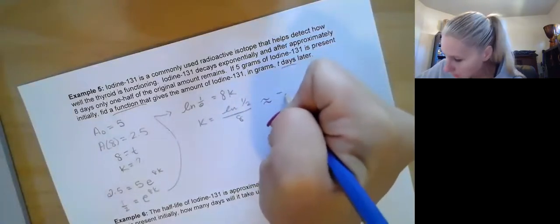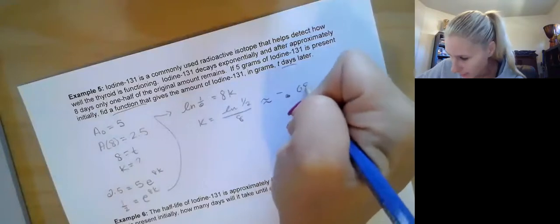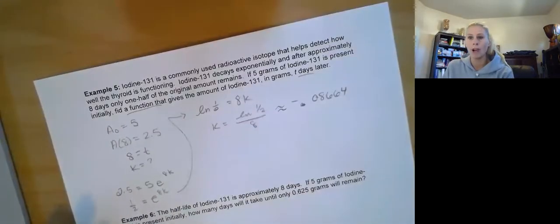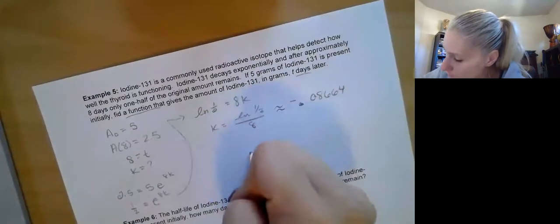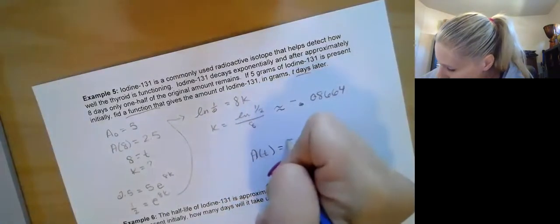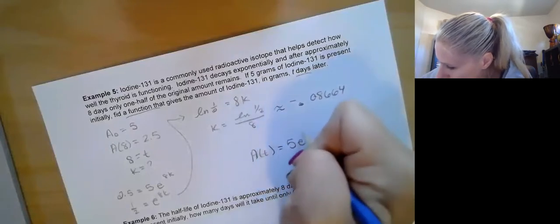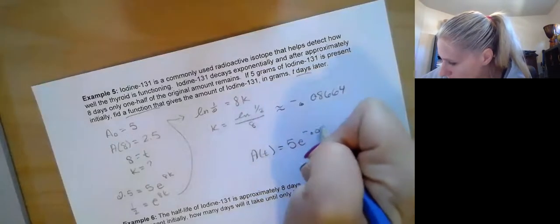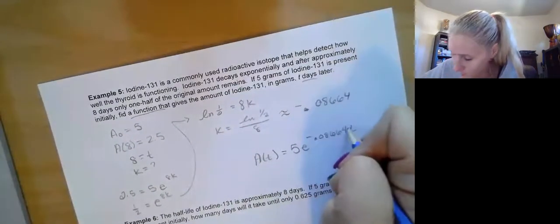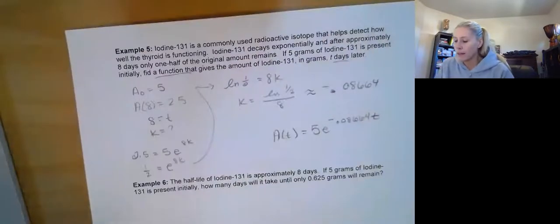When we plug that in our calculator, we get negative 0.08664. Test that out on your calculator to make sure that's what you've gotten. Okay, it's decay, so that's great. It's negative. Now, what was the initial thing that we needed to solve in the end? We needed a function. So A of t equals, our initial is 5, e to the negative 0.08664 t. All right, there we go.